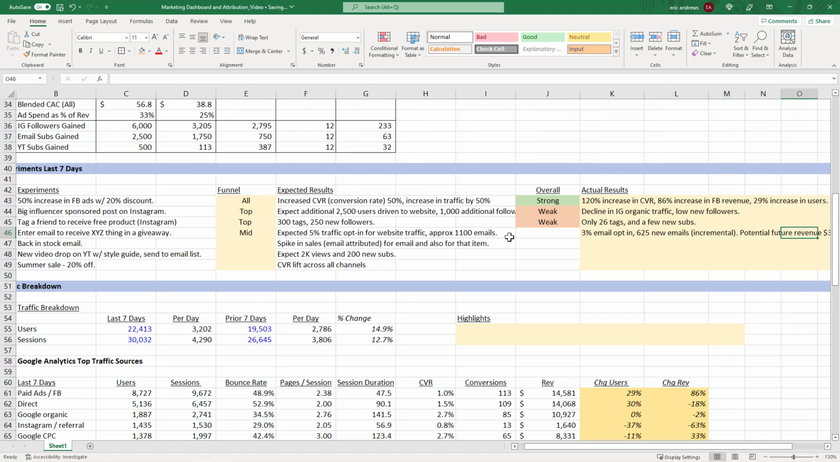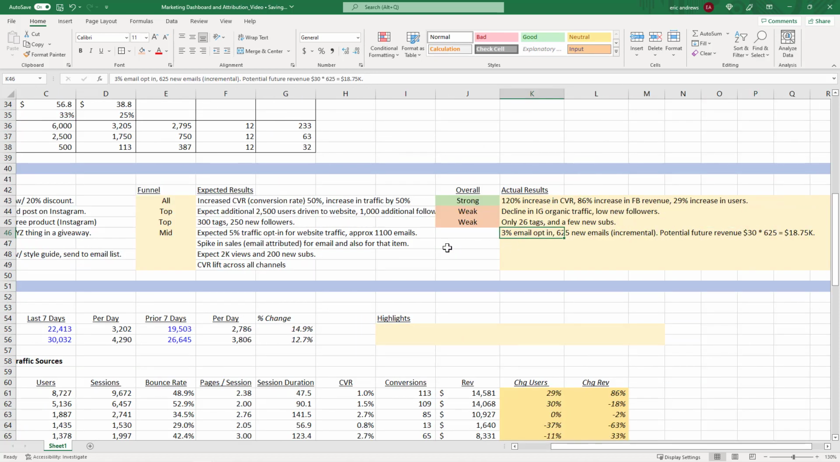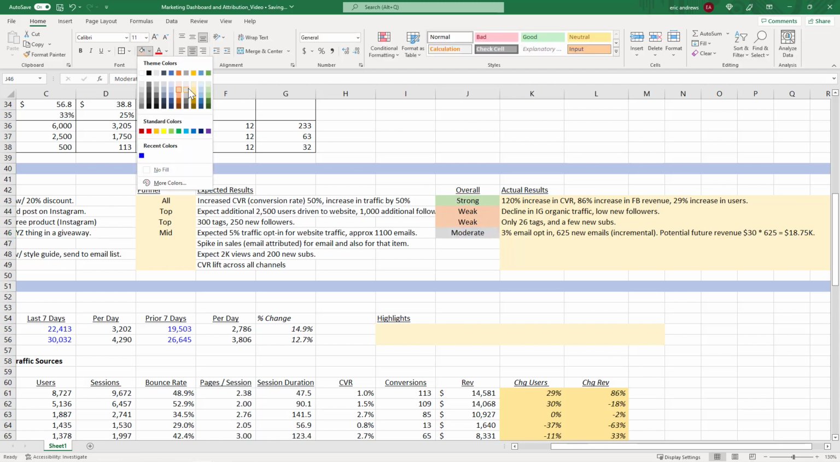And it seems like they generate a lot of revenue for us. So I would say that this is moderate or even pretty strong. I think we can say moderate, like we should definitely continue it. 5% is a pretty high conversion number. So overall, definitely some good performance growing the email list.